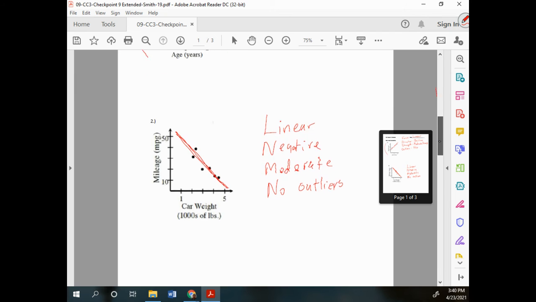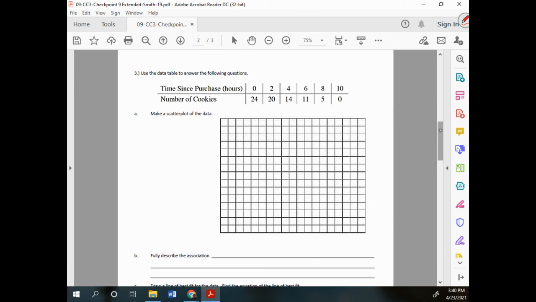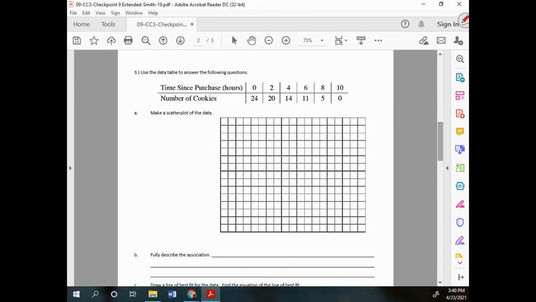Now this next page, I'm going to be honest, is kind of tough, but it's going to prepare you for what we're going to be doing here in a little bit. So I do want you to follow along here. We have the set of data here with time since purchase in hours and number of cookies. So we're talking about cookies and the time since we purchased them, so it's a little weird, but we're going to start graphing this data. That's the first thing I need to do. Now again, please remember when I make my graph, this is X, and this is Y.